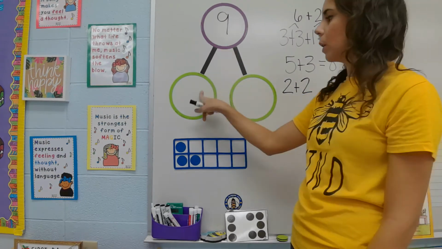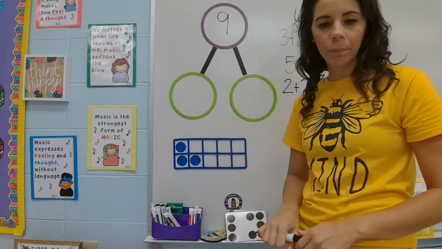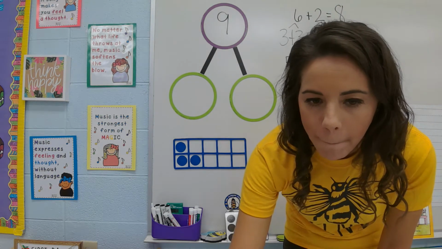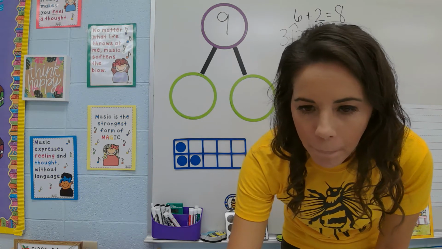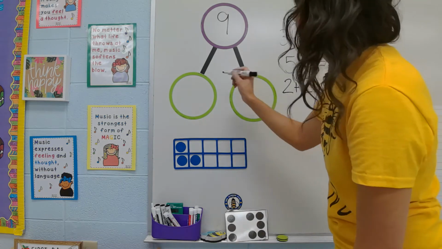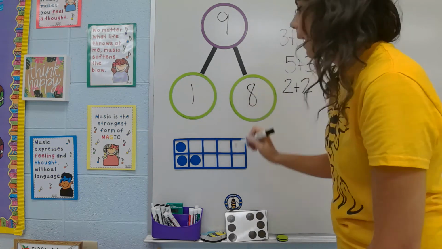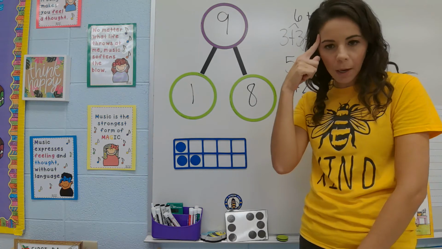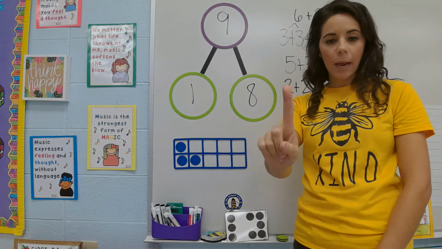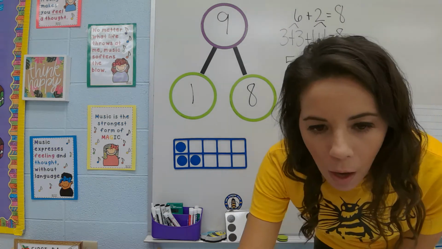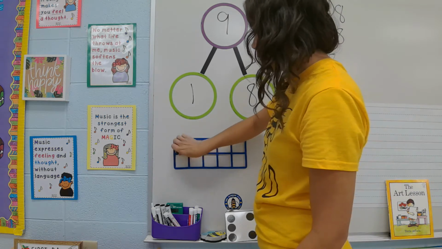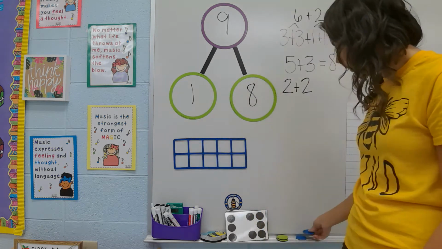All right, what two numbers can make 9? Allison? 1 plus 8. Awesome. Let's double check. Put 8 in our head. 8, 9. Great job. All right, now let's use our tens frame to solve for 9.